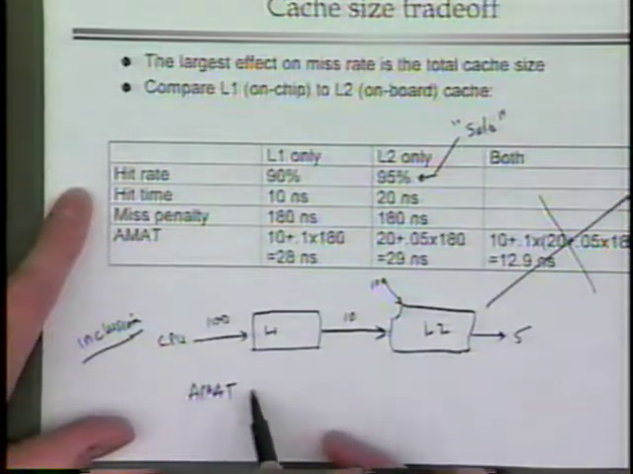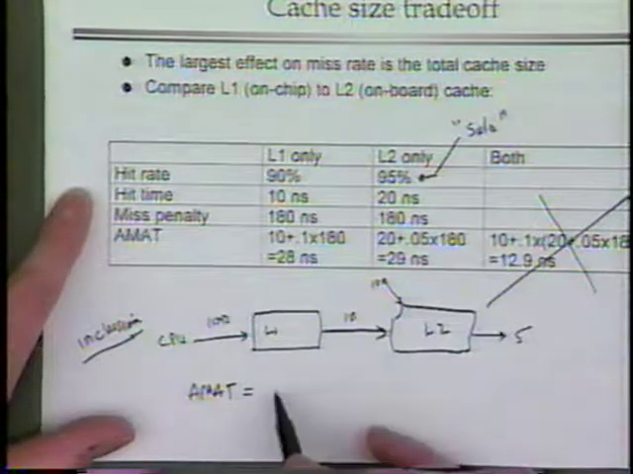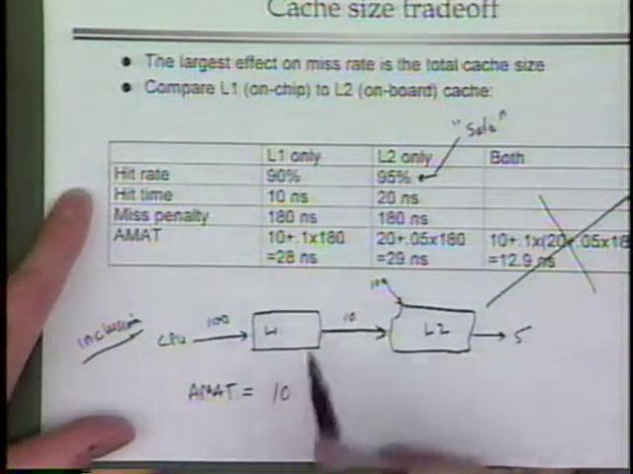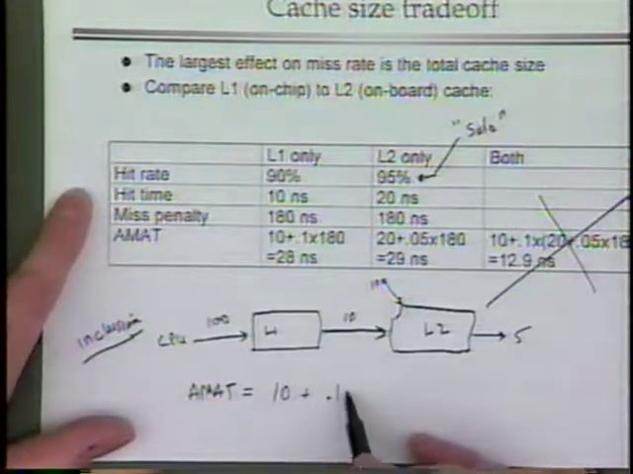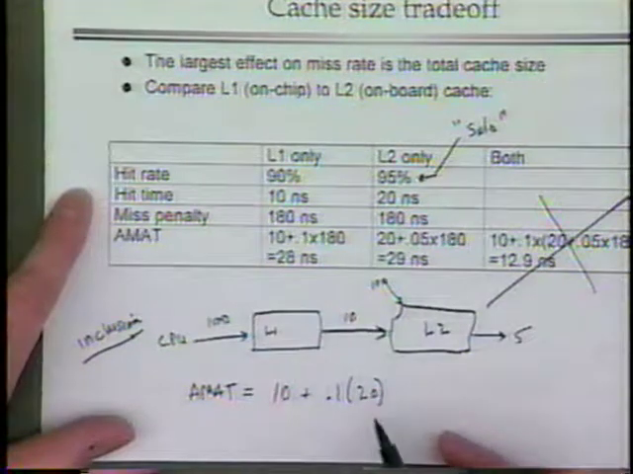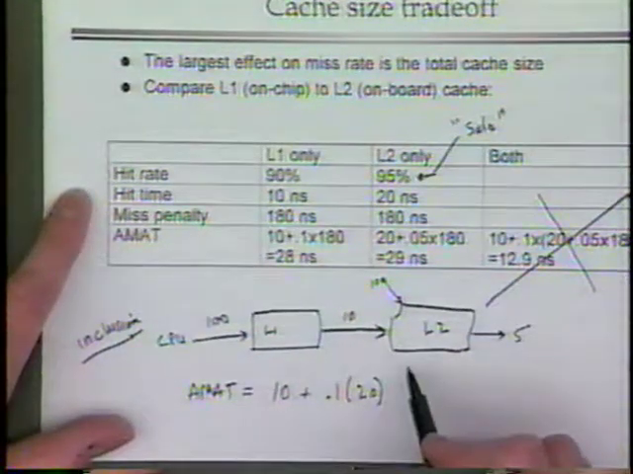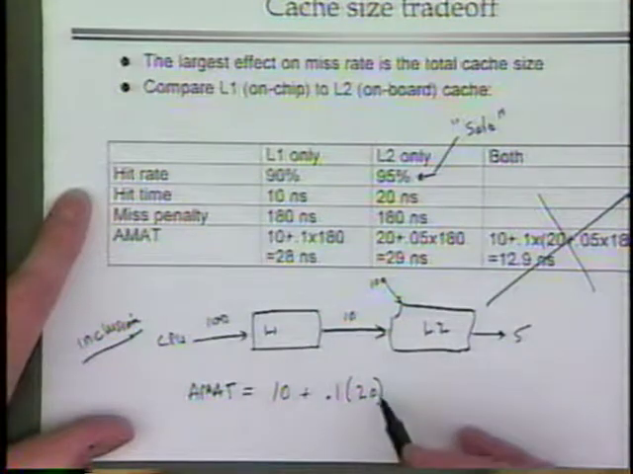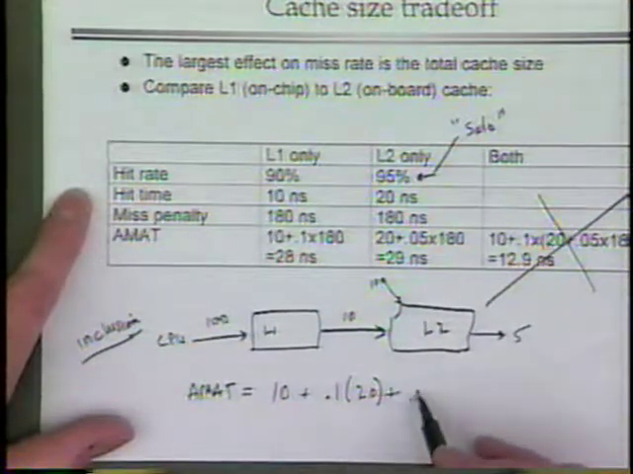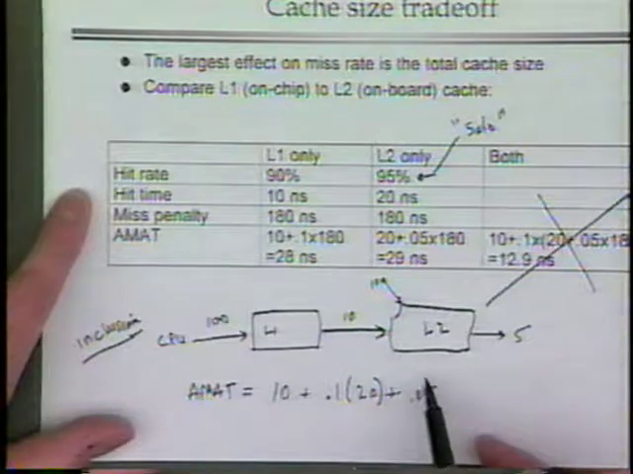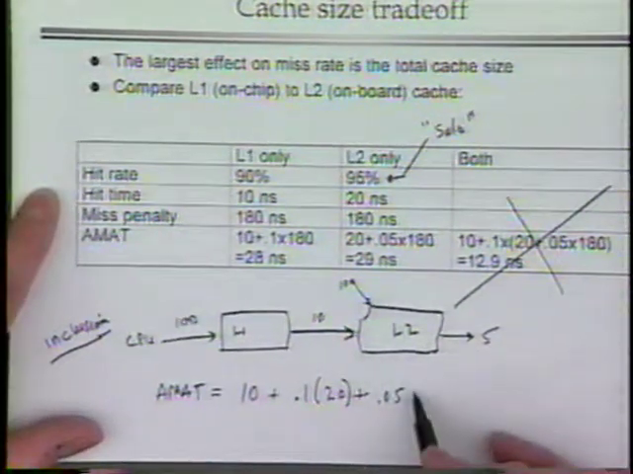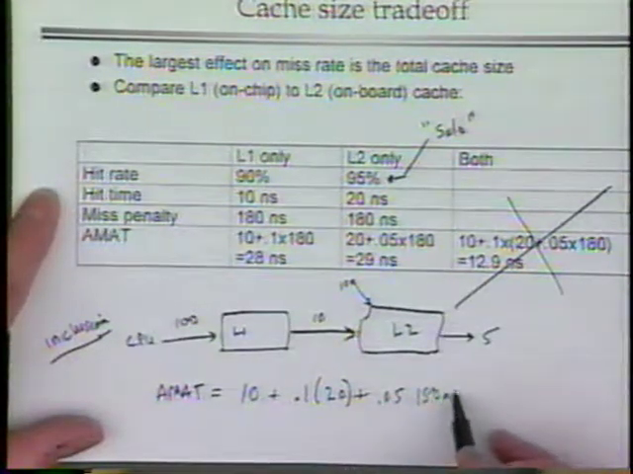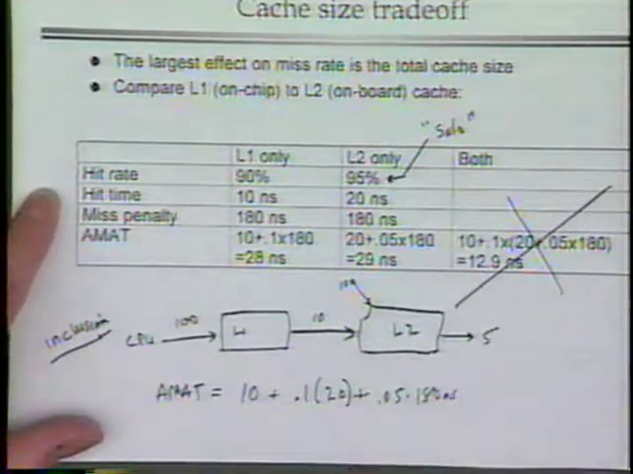And now we can compute the correct average memory access time. It's still 10 nanoseconds for a hit in level 1. It's still 10% of the time that costs 20 nanoseconds for the lookup in level 2. And now, in fact, it's 5% of the time when level 2 misses times 180 nanoseconds. Total of 21 nanoseconds.